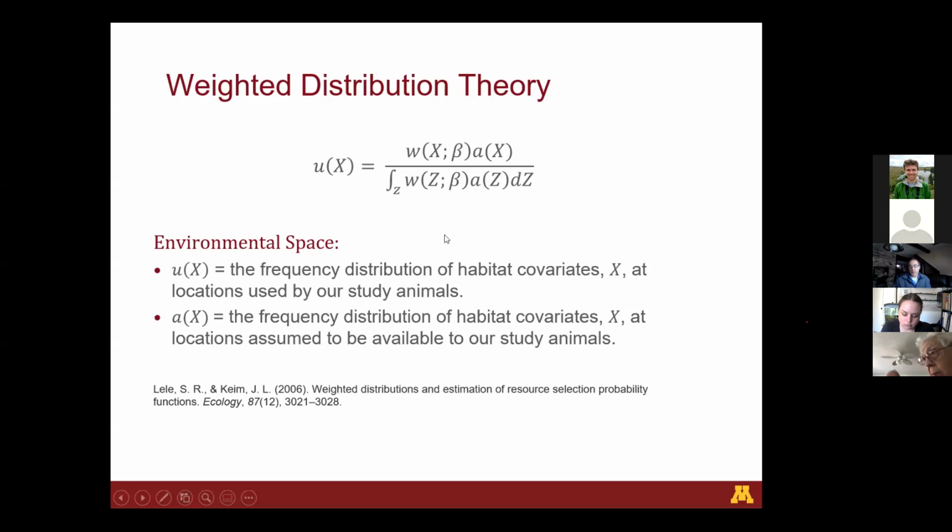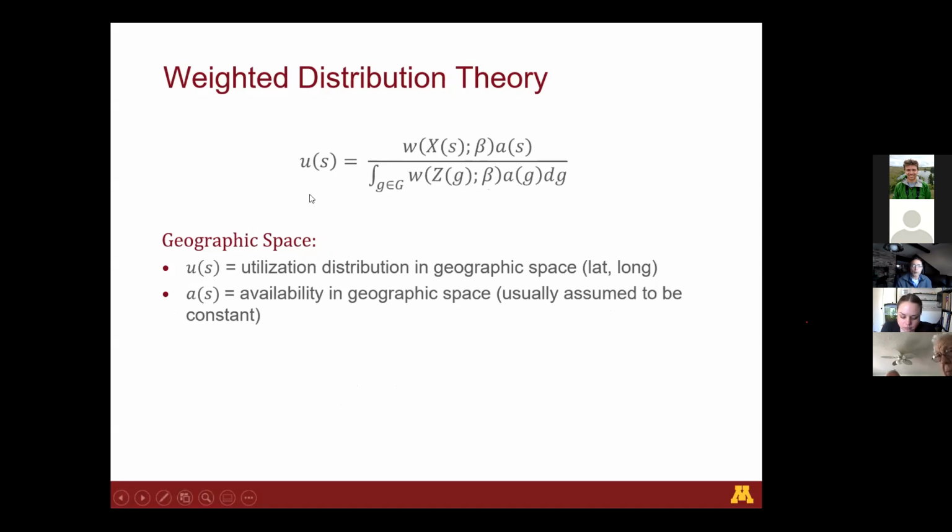This model as written here is written in terms of what we call environmental space. We're thinking of distributions of environmental characteristics that are used and available. We can also write the same model in geographic space. So here we can think about the areas used in geographic space. So you can think lat long or UTMs or some other spatial unit. And again, we have this availability in terms of now geographic space that may reflect, say, an animal's home range or a study area that represents areas that are available for the animal to use. And then we have the same weighting function that has our spatial predictors and then parameters that we're going to try and estimate that reflect preferences of our study species.